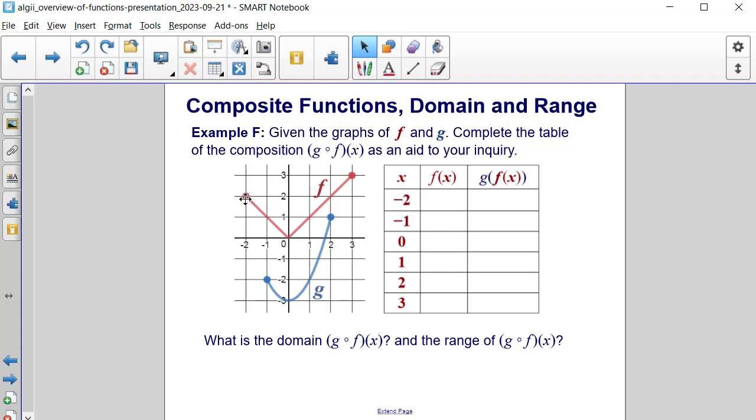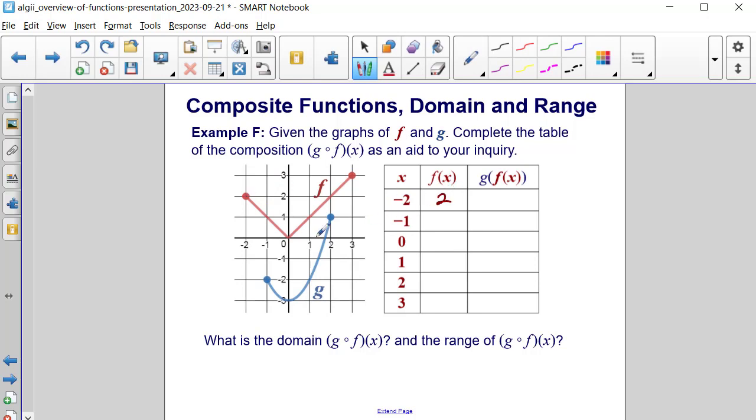So for the x value of -2, we're going to have a function f value of +2. For -1, we're at +1. For 0, we're at 0. For 1, we're at 1. For 2, we're at 2. And for 3, we're at 3. And now, let's take these outputs of f and input them into g.